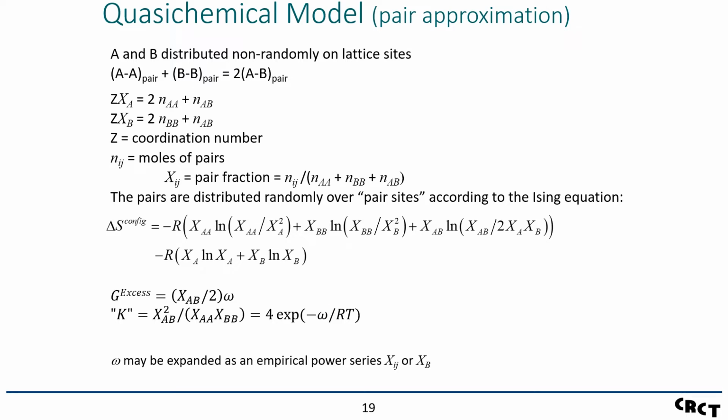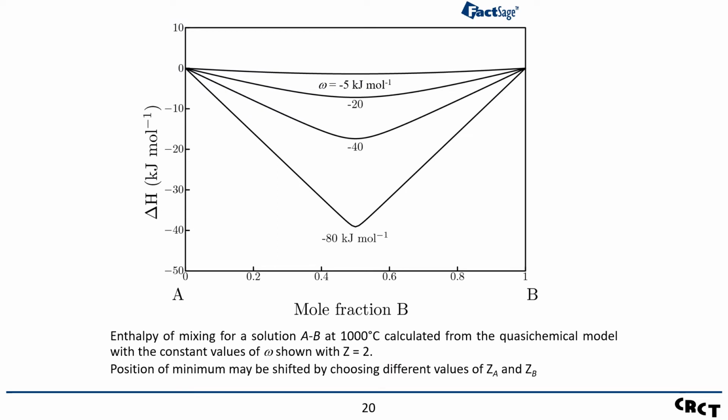And as this is more negative, you have a larger quasichemical equilibrium constant for this reaction, and the number of AB pairs is increased more and more. So in this very simple model, if we had a constant value for omega, as we make omega more and more negative, we find the enthalpy of mixing becomes more and more negative and very strongly peaked over this 50% composition where you have mainly the AB pairs.